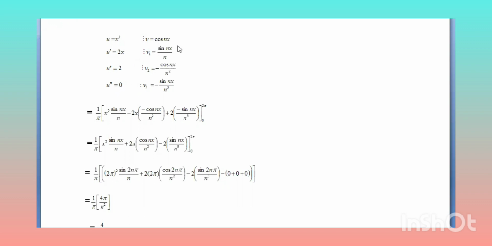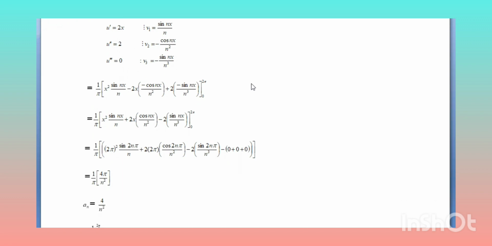V is cos nx. V1, one time you have to integrate. Cos nx, if you integrate, is sin nx by n. Sin nx, if you integrate, is minus cos nx by n square. V3 is equal to minus sin nx by n cube. So all these values you have to use in Bernoulli's formula.